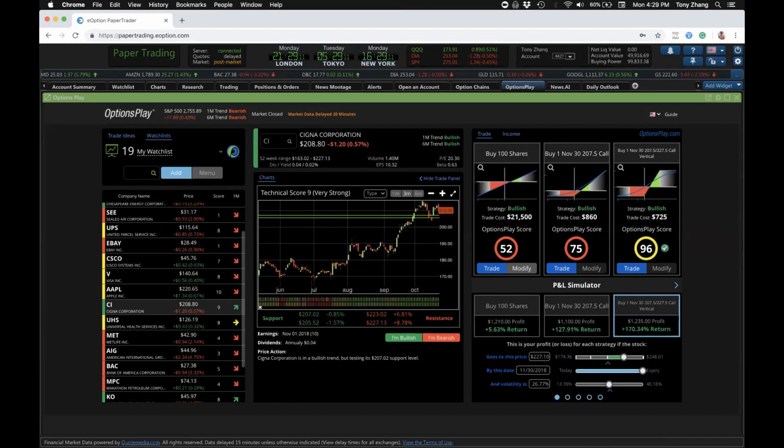So I'm going to start off with Cigna as an example here. This is a bullish stock with strong relative strength in a fairly strong sector, healthcare. So here I have two buttons at the bottom of my screen. I have I'm bullish and I'm bearish.